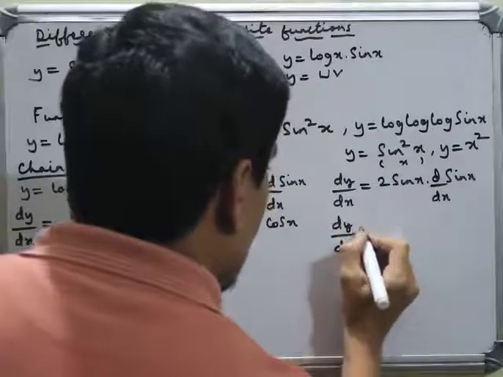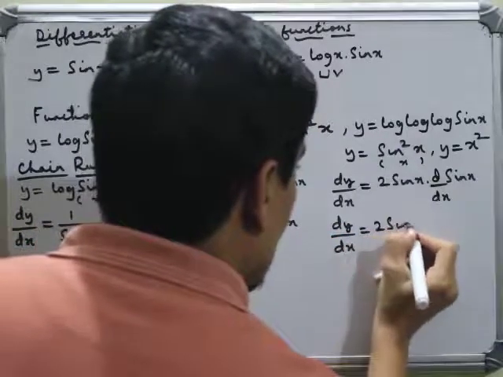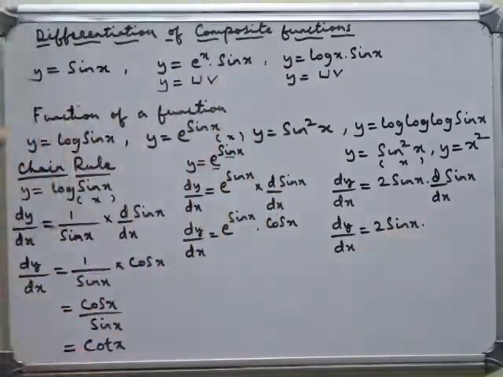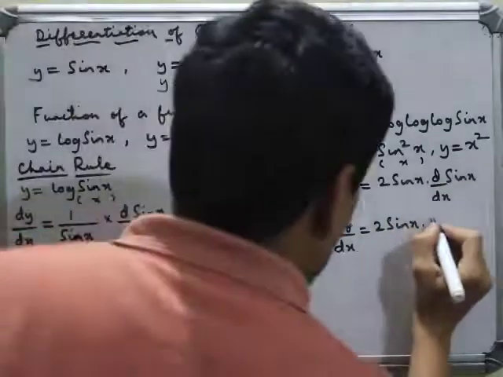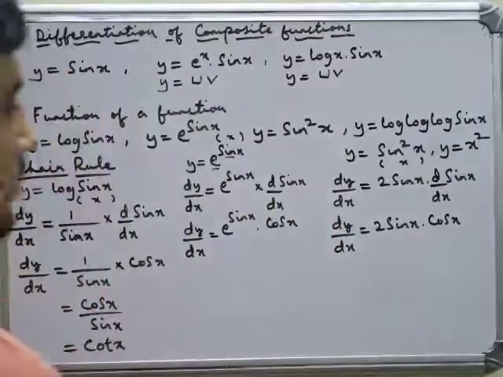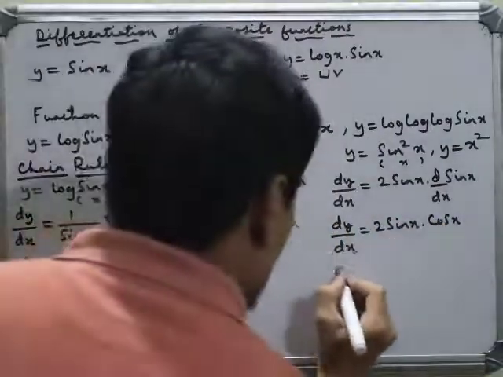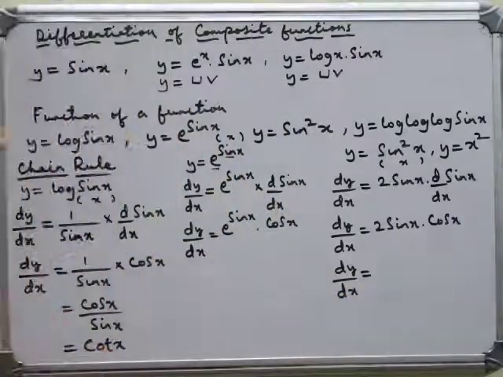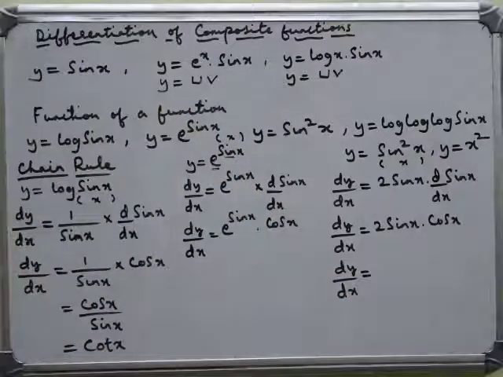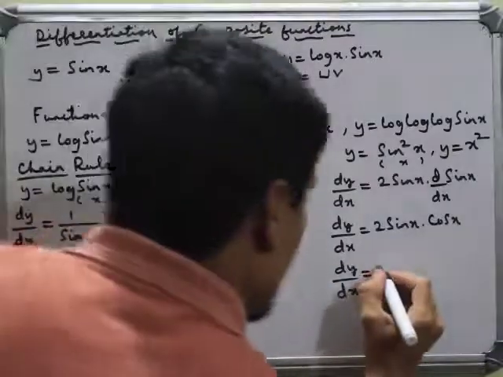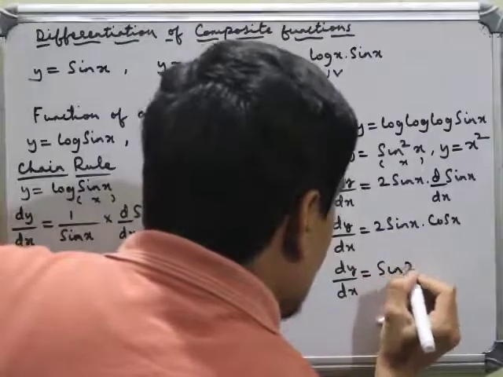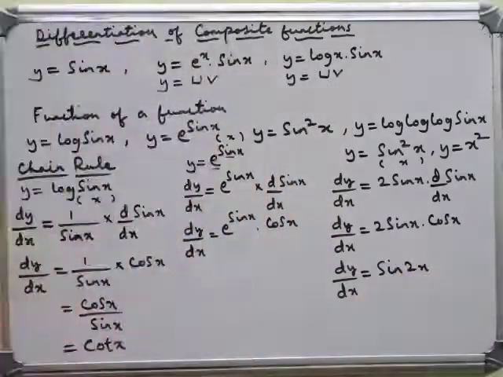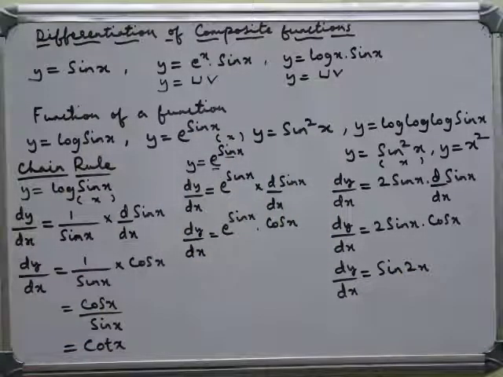dy by dx is equal to 2 sin x into differentiation of sin x, which is cos x. So we got 2 sin x into cos x. Now go back to your trigonometric formula. 2 sin A into cos A is nothing but sin 2A. So you can write 2 sin x into cos x as sin 2x. So this is how we have to solve the composite function.